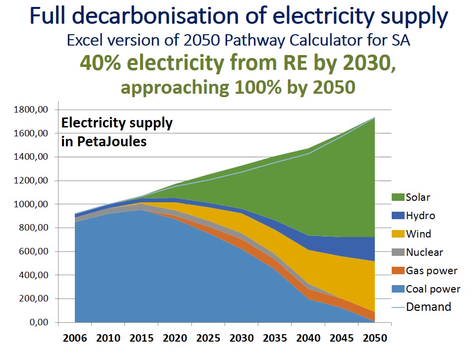It is thus important to explore truly transformational options, such as illustrated for the power sector in this electricity supply projection produced in the Excel version of the calculator, with over 95% renewable electricity by 2050 and about 4% gas.